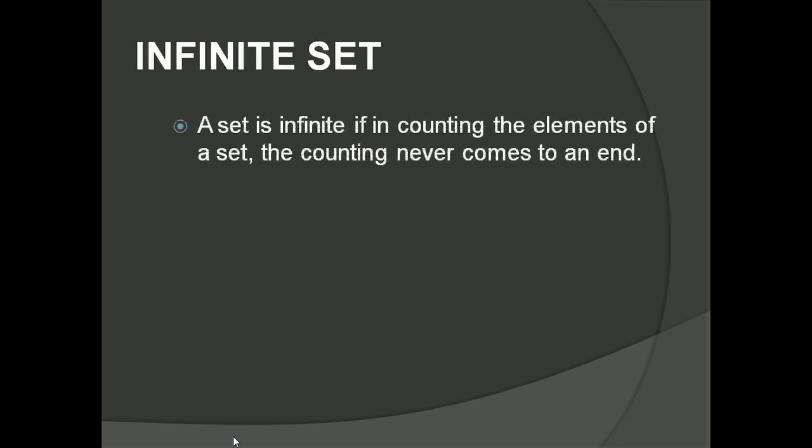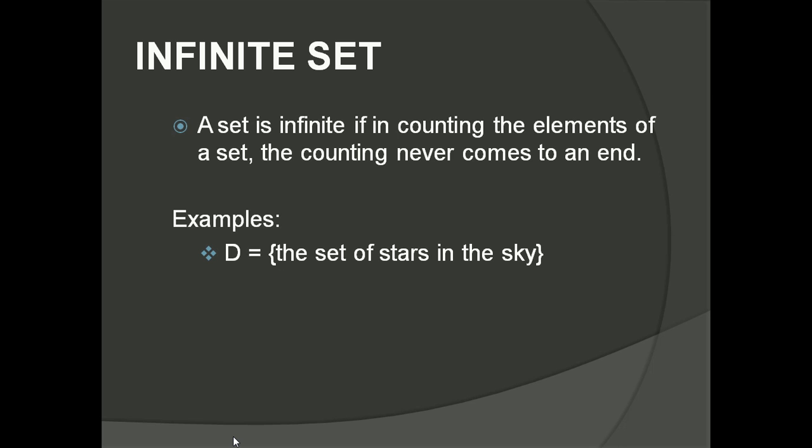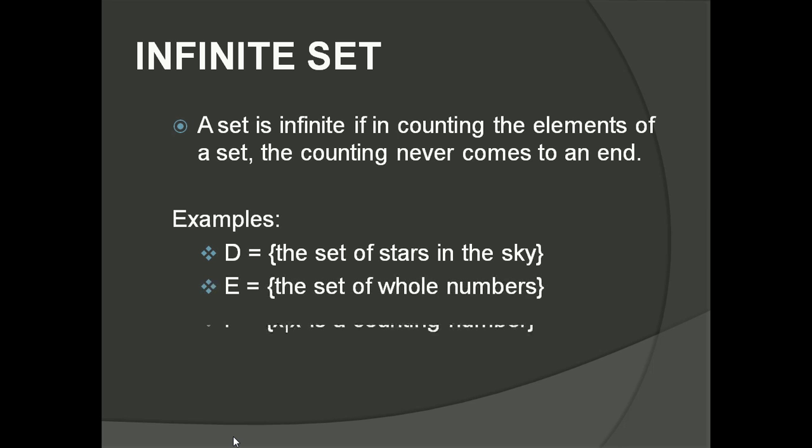Another type is the infinite set. A set is infinite if in counting the elements of the set, the counting never comes to an end. For example, D, a set of stars in the sky, E, a set of whole numbers, and F, a set of all x such that x is a counting number.